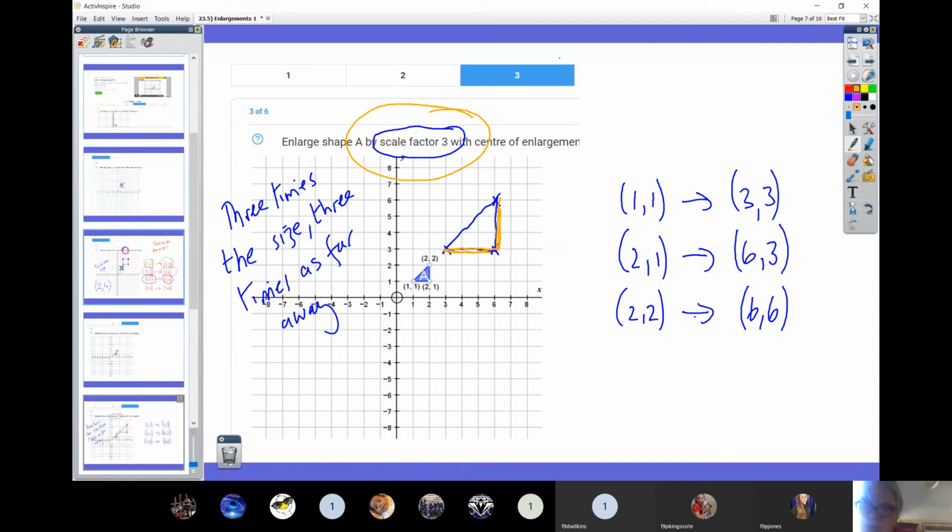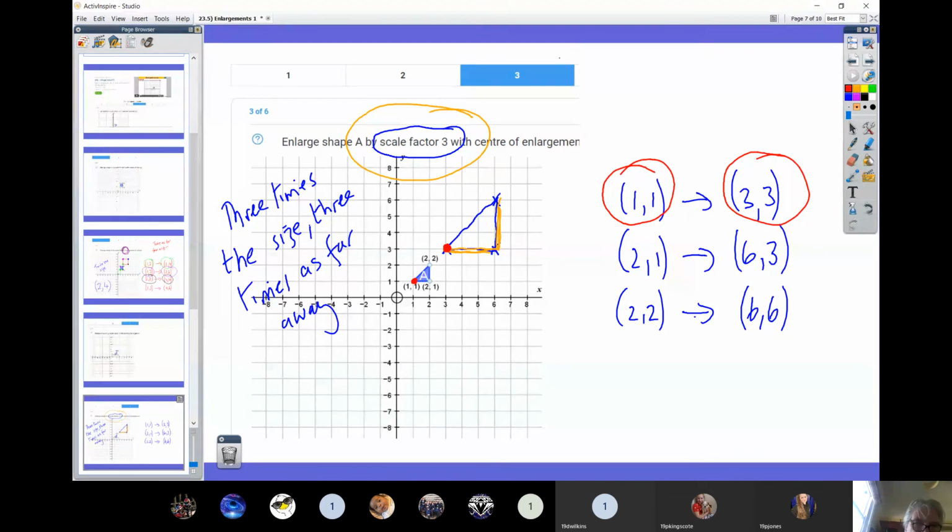So again, just start off, for example, with the bottom left-hand corner. That starts off at 1, 1. Because it's scale factor 3, we triple those. So 1, 1 becomes 3, 3. So our bottom left-hand corner is 3 along the corridor, 3 up the stairs. And as I've said to you before, guys, in a way, that's all you need to do. You know that's the bottom left-hand corner.